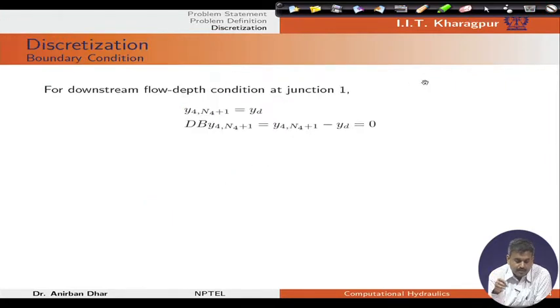Now, this is a boundary condition for our downstream end.